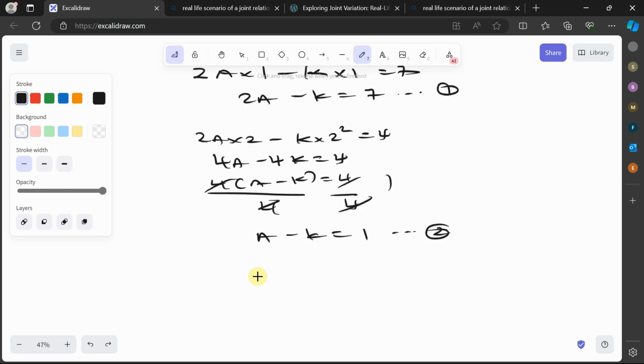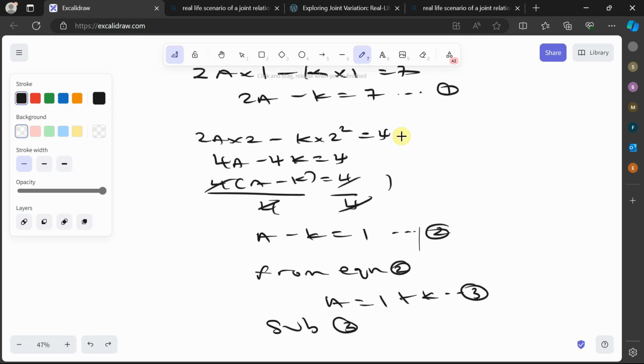I could just say from equation 2, I could make a the subject of the formula and say a is equal to 1 plus k. And this is my equation 3. So I'll substitute equation 3 into the other one that I've not yet touched. That will be equation 1.